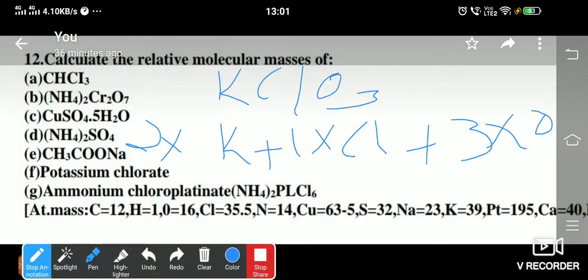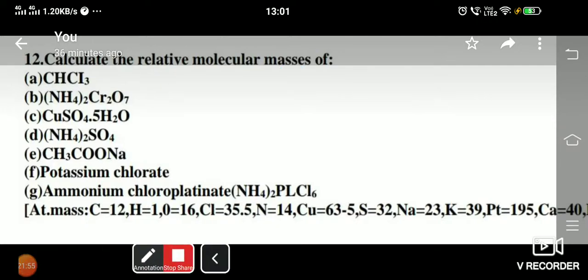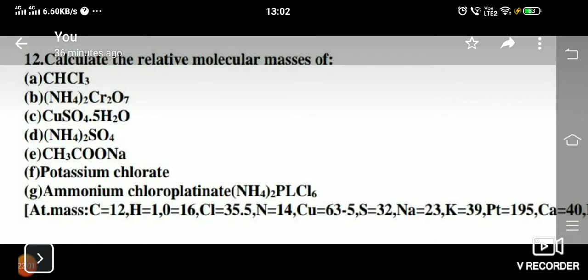Similarly, for the last one, that is ammonium chloroplatinate, which is (NH4)2PtCl6. All you have to substitute is 2 into N plus 8 into H plus 1 into Pt plus 6 into Cl. You have to substitute the symbols with their atomic mass numbers and you will get the desired result.